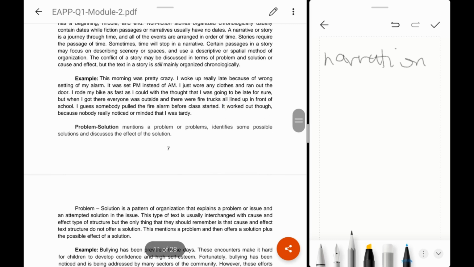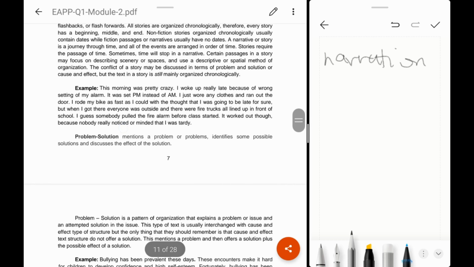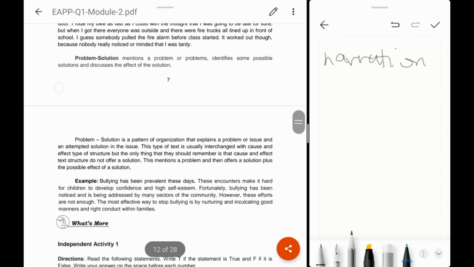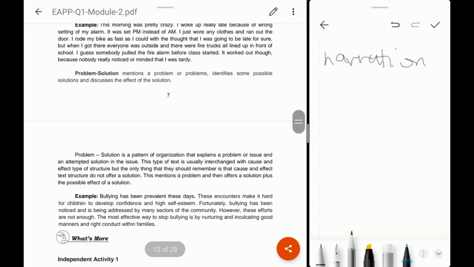So in here, you see that the story, or the narration here, is made following the chronological order. Simply, guys, there is time. The events are said or told following a timeline. Okay? And then finally, we have this text structure, the problem solution.